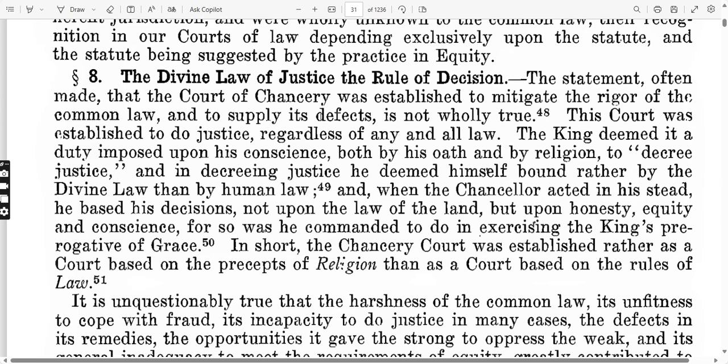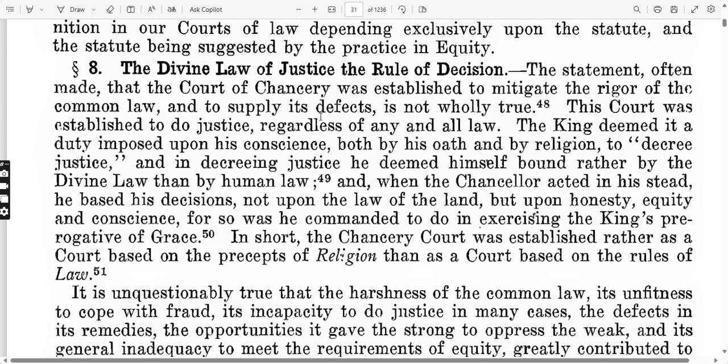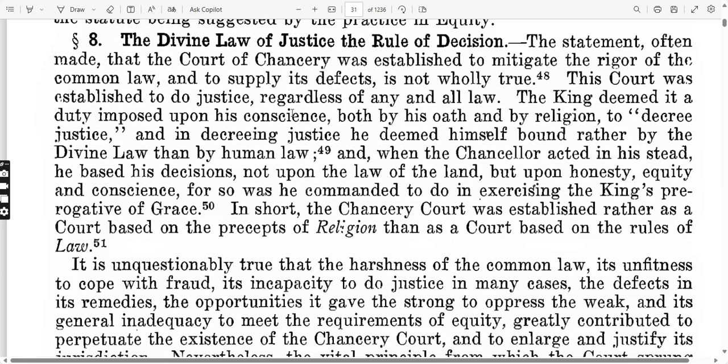The statement often made that the Court of Chancery was established to mitigate the rigor of the common law and to supply its defects is not wholly true. No, okay, it's not really that true. Okay, so what is the truth? And this court was established to do justice, regardless of any and all law. The king deemed it a duty imposed upon his conscience, both by his oath and by religion, to decree justice. And in decreeing justice, he deemed himself bound rather by the divine law than by human laws.